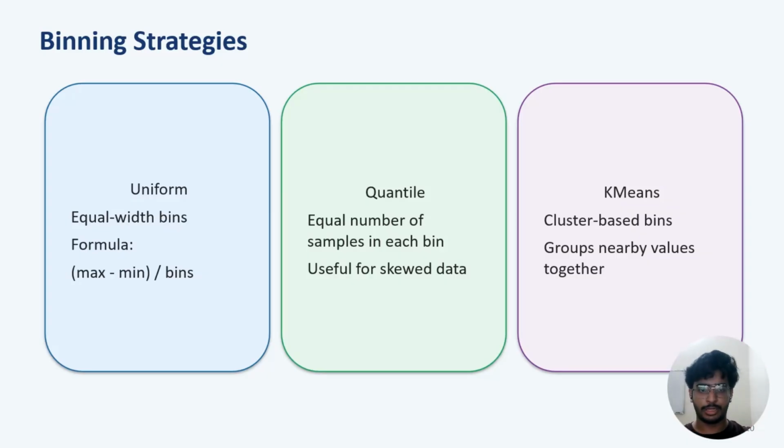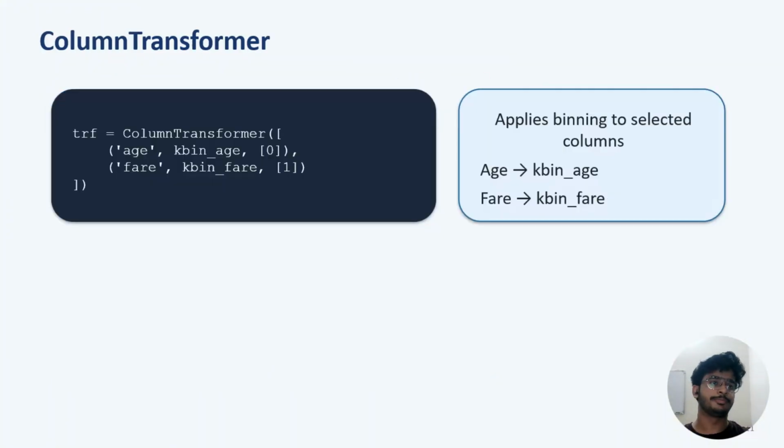Then comes the column transformer. Column transformer is very important, you don't have to miss it. We need to apply binning to both age and fare, so for that we have to use the column transformer. In the sample code on the screen, KBin age is applied to column 0, which is age, and KBin fare is applied to column 1, which is fare. So both columns are transformed separately.